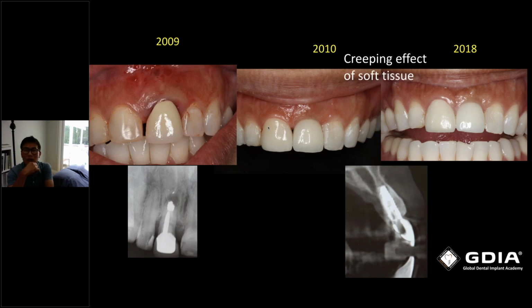But anyway, the soft tissue has a creeping effect, so eventually it's coming down. The Tarnow group or some others said that the distance from the contact point of the crown to the bone crest is 4-5 millimeters, with the bone coming down. So that's pretty good. You can control this case.